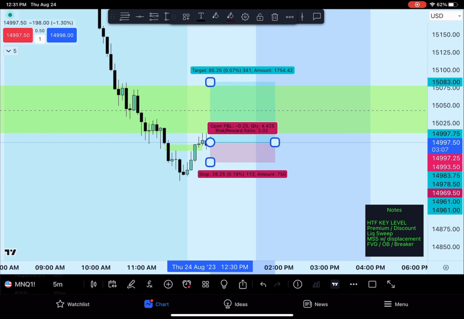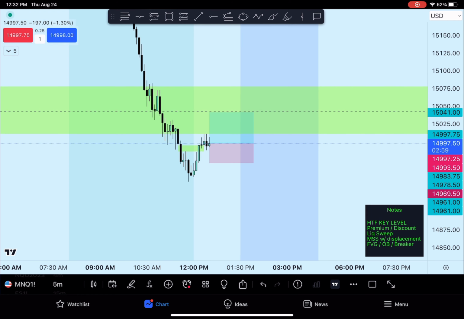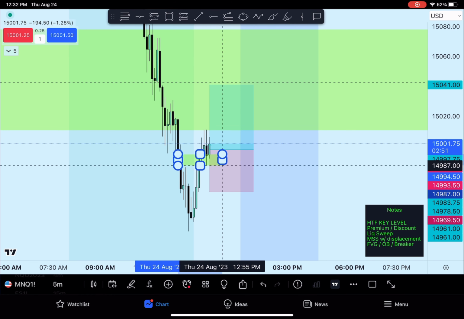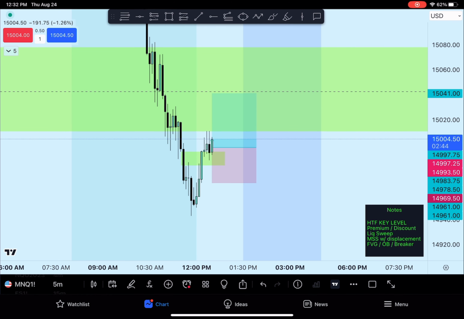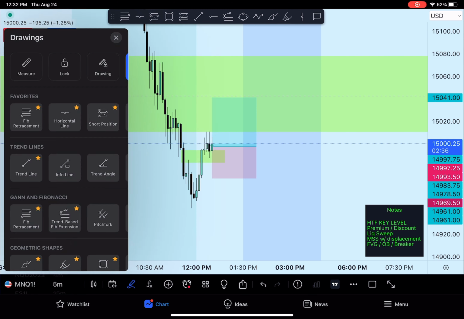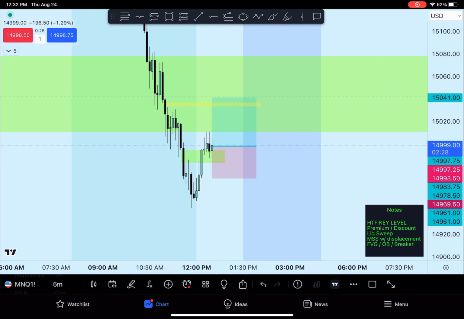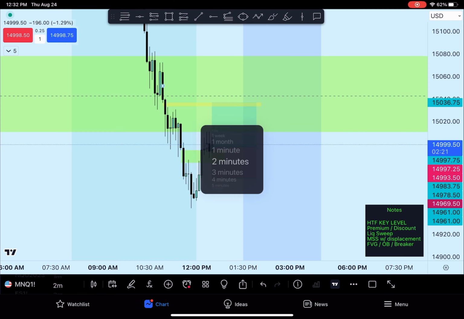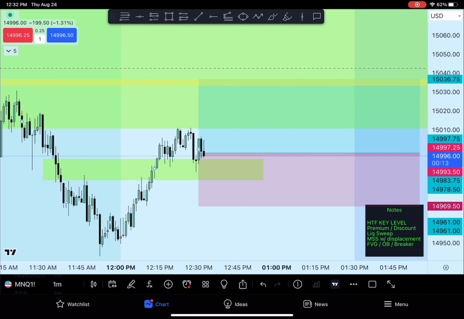Just wanted to hop on here and show you guys an example of how I use inversion fair value gap. So we can clearly see that this lime green area right here is a bearish 5-minute fair value gap, right? Price did not respect it. So that means we can now use it as support to go higher.